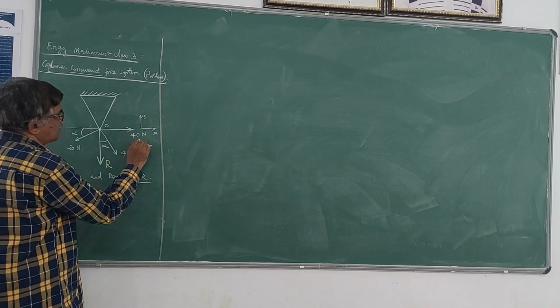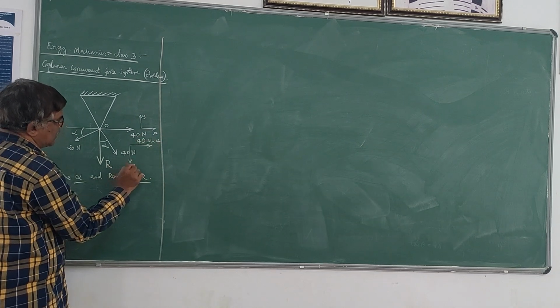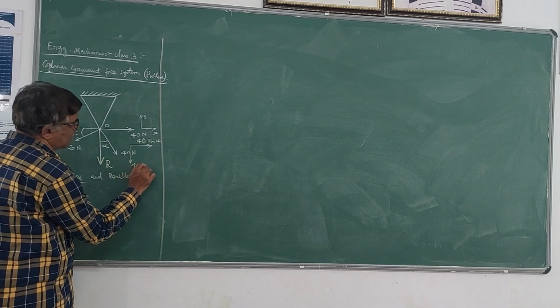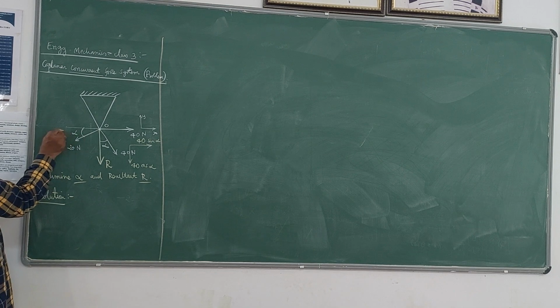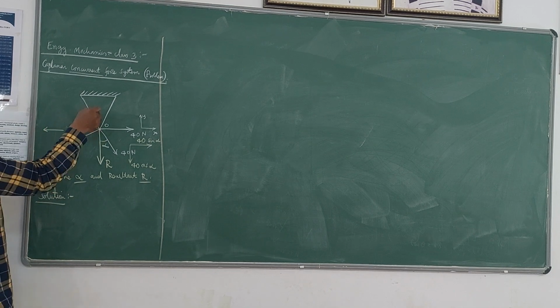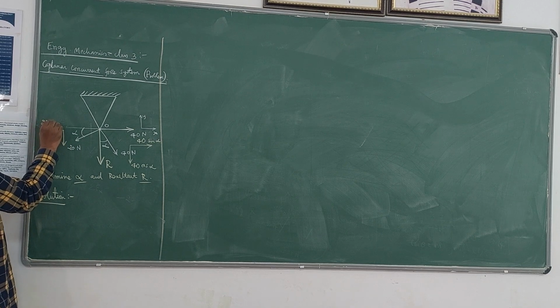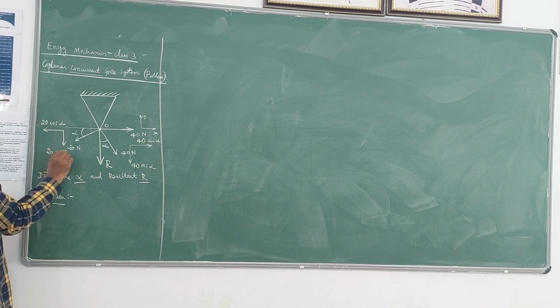So this becomes 40 cos (90 minus alpha), which means 40 sin alpha, and this becomes 40 sin (90 minus alpha), which means 40 cos alpha. And similarly, if you resolve this 20 Newton, x component will be towards left, y component will be downwards. So the components will be 20 cos alpha and 20 sin alpha.